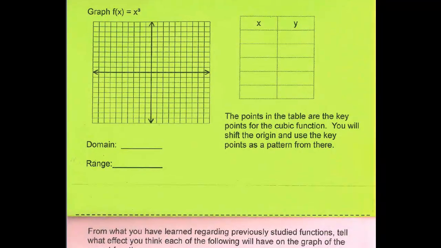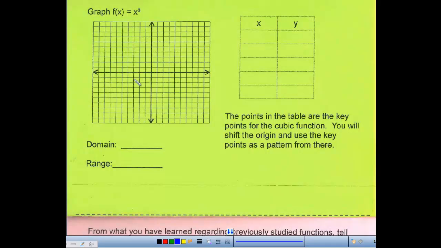We continue our unit on polynomials with transforming a cubic function. To begin, let's graph the parent cubic function. For my key points, let's use -2, -1, 0, 1, and 2.